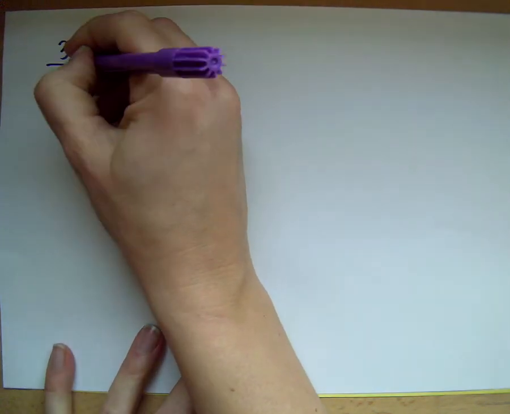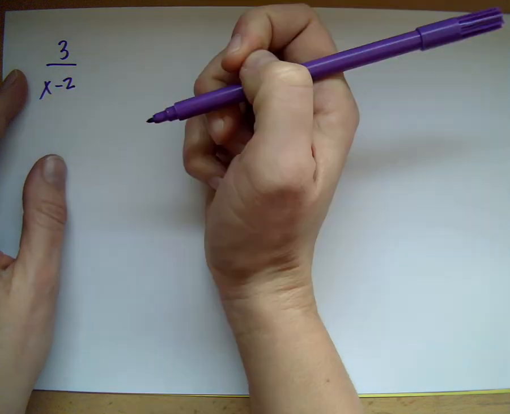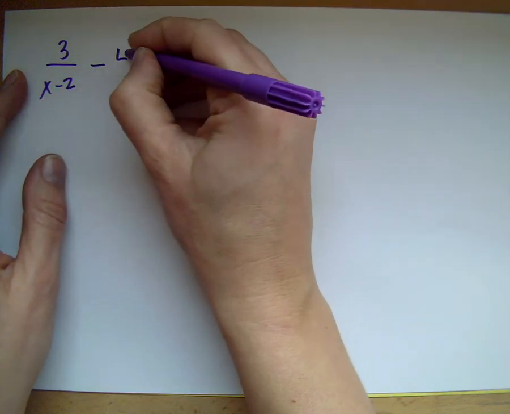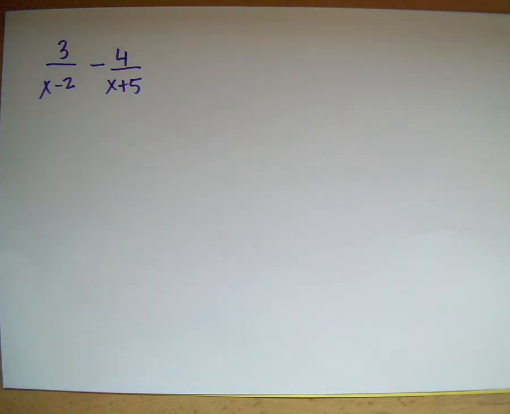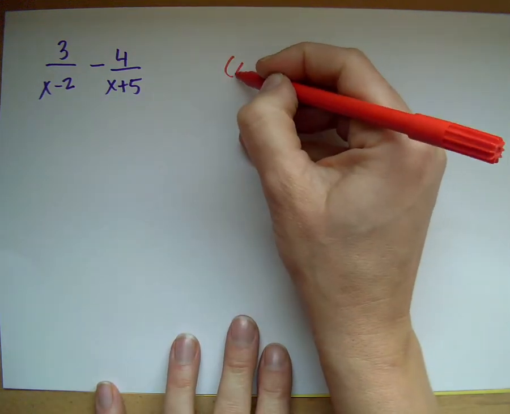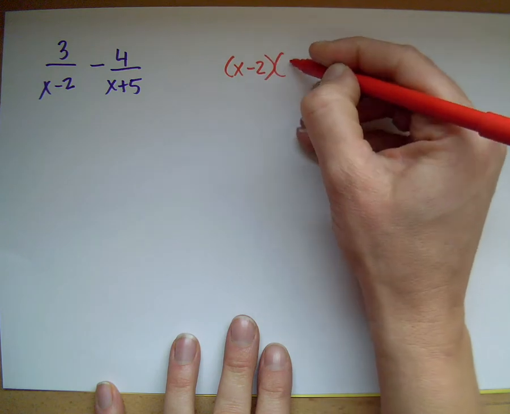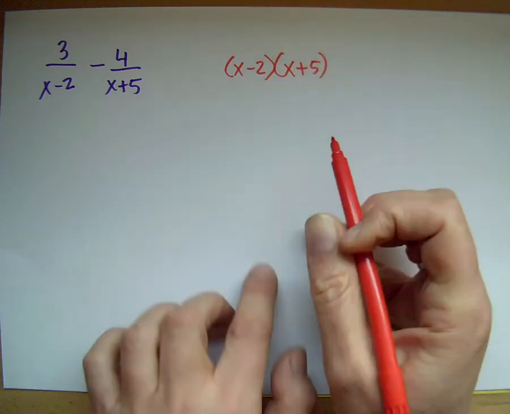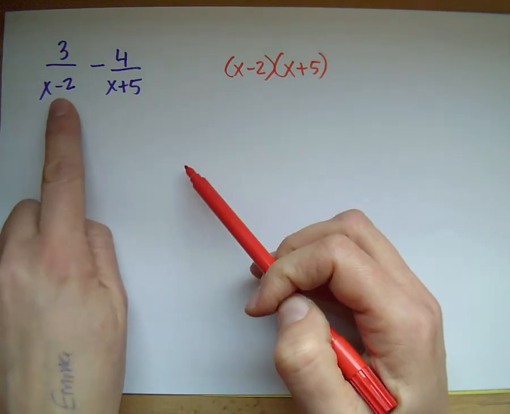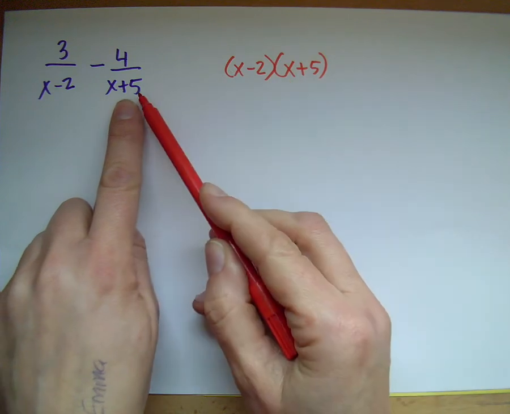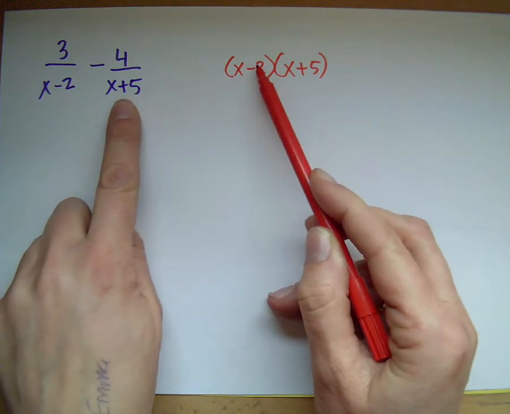Okay, next type, we're going to subtract algebraic fractions. 3 over x minus 2 minus 4 over x plus 5. Once again, the denominators are not the same, so we need to do something to them so that they will each have a common denominator of this. We can easily get this from here, and we can easily get this by multiplying this by x minus 2.